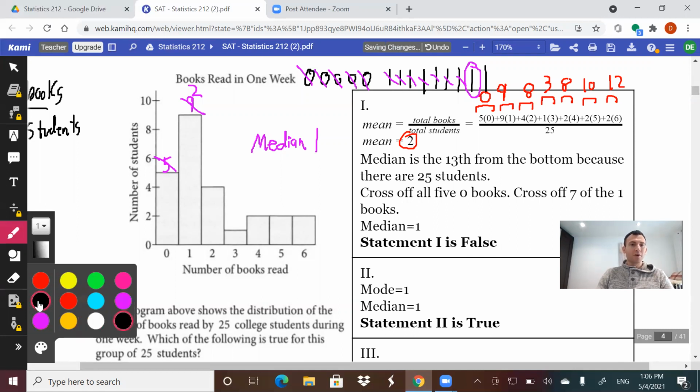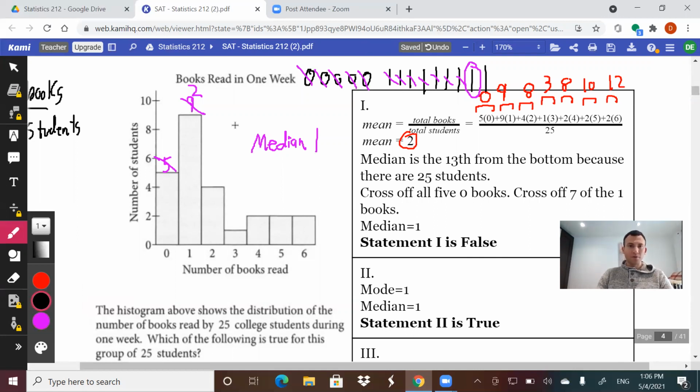Our mode is just the most frequent. When you think mode, think most. So the mode is going to be 1 as well, right? Because 1 comes up the most often with a frequency of 9. And then our range is 6. We go from 0 to 6 books.